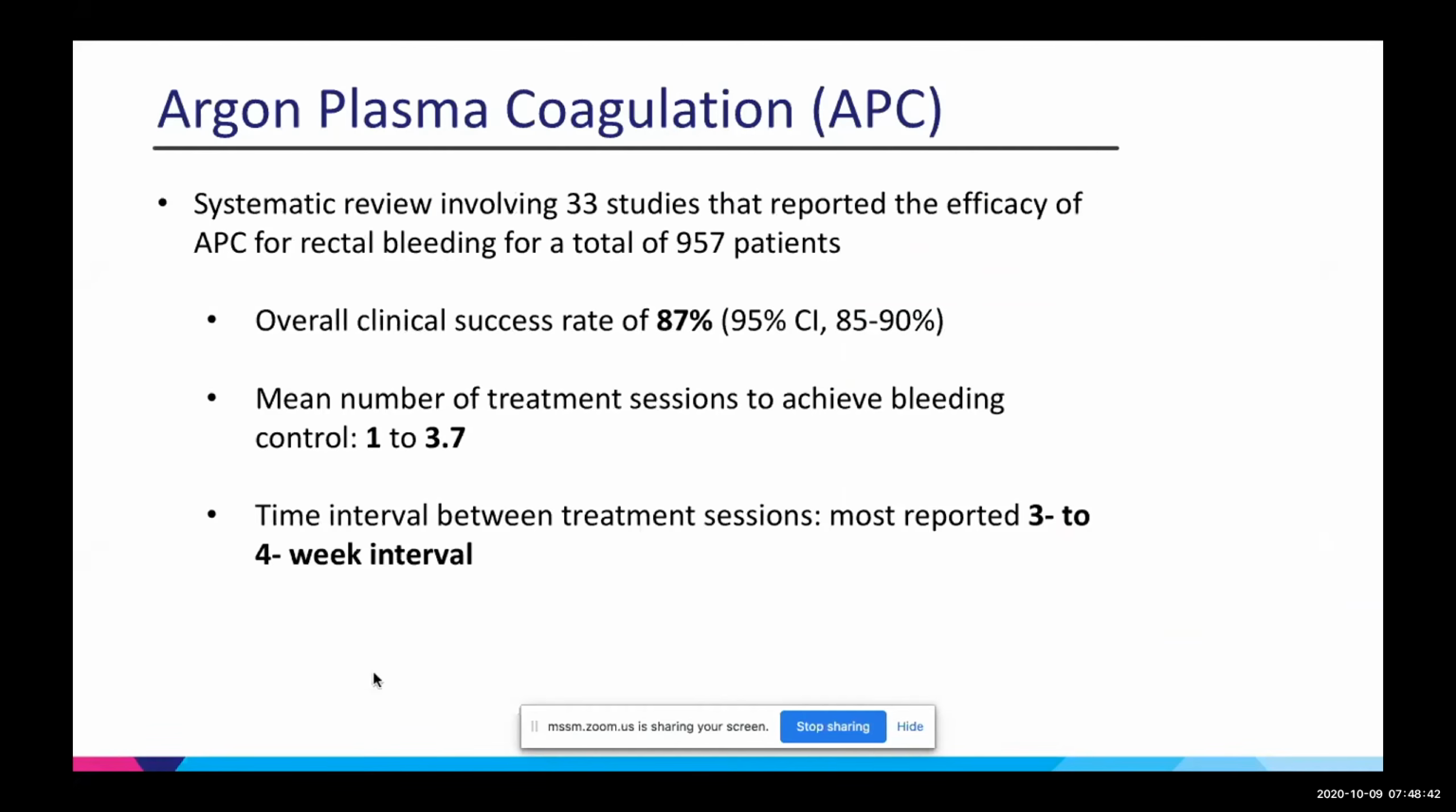In this guideline, a systematic review was performed on 33 studies that reported the efficacy of APC for rectal bleeding on a total of 950 patients with chronic radiation proctopathy. A pooled analysis of these studies found an overall clinical success rate of 87% utilizing APC. The average number of treatment sessions for APC to achieve bleeding control ranged from 1 to 3.7, with the time interval between treatment sessions ranging from 2 to 8 weeks. But most studies reported a 3 to 4 week interval to allow enough time for the injured mucosa to heal.